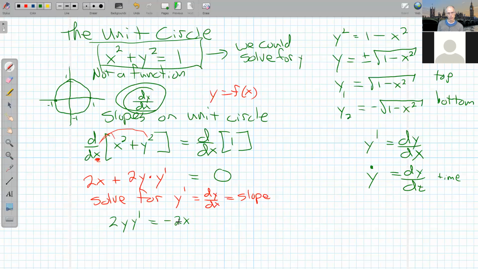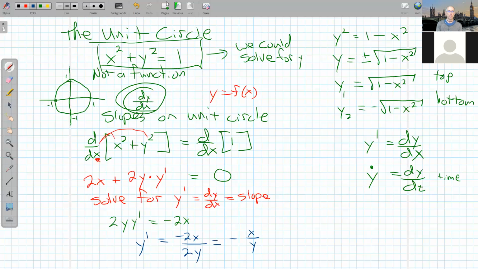Let me see, subtract the 2x, and then I'm trying to get y prime alone, so I divide by 2y. So now I've got that y prime is equal to negative 2x over 2y, which cleans up to be the opposite of x over y. So at any point, this is the claim now, at any point on the unit circle, the slope is the opposite of the x value over the y value. All right, let's test that out.